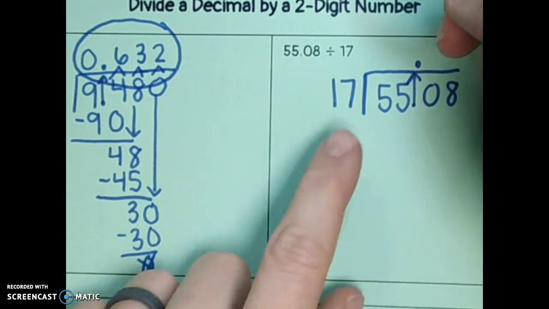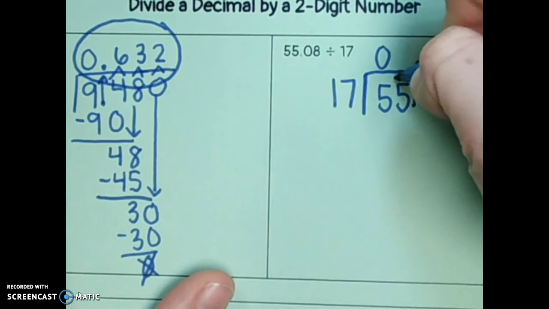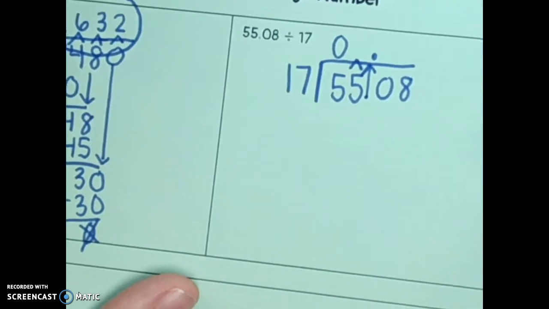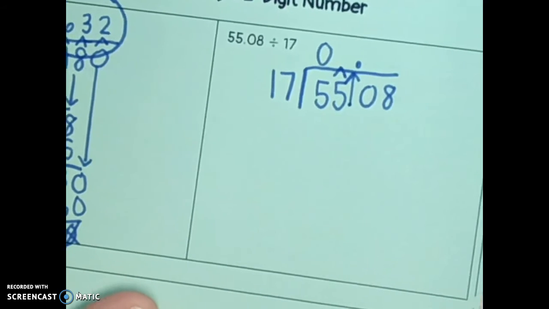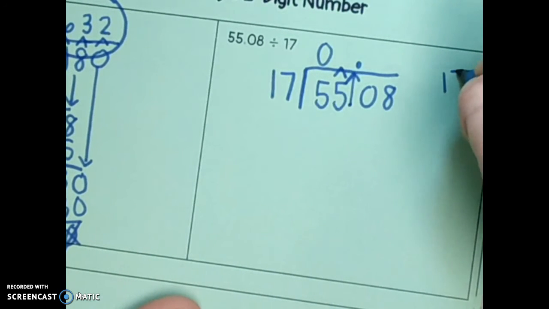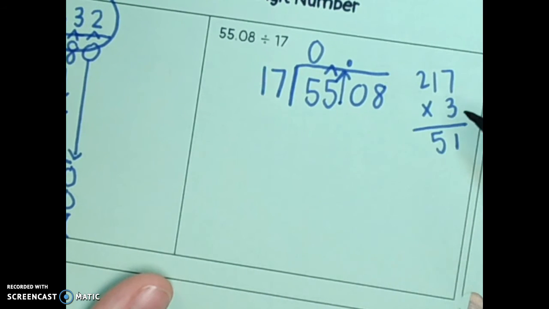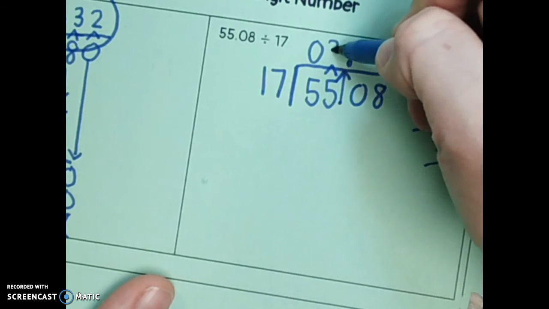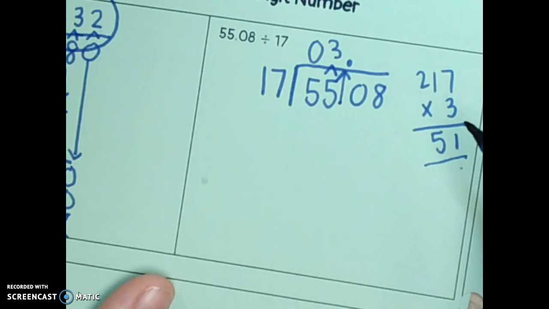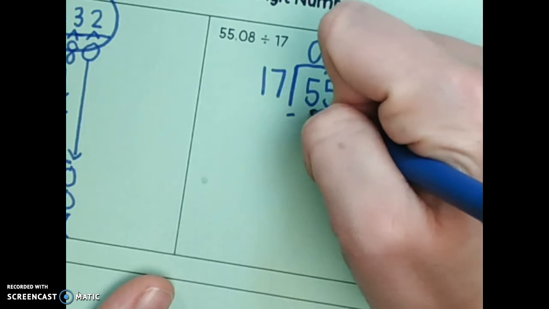17 can it go into 5? No. Can it go into 55? Yes. How many times do you guys want to try? 3. No, 4. It's 3. It's 3. So we're going to put a 3 up here because 17 times 3 is 51. So we're going to subtract 51.